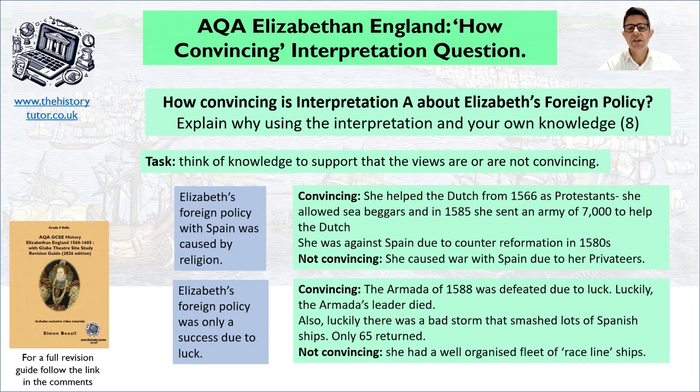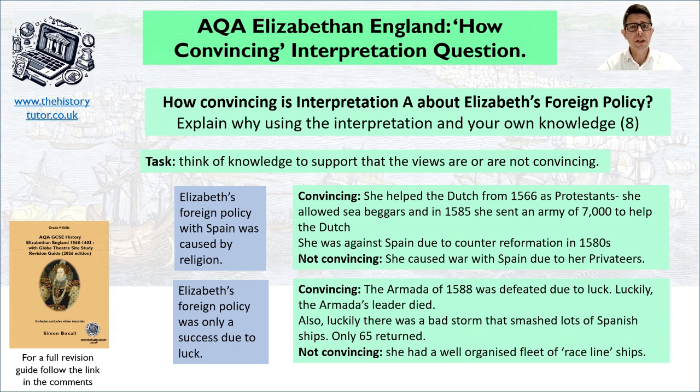So Elizabeth's foreign policy was only successful due to luck. So convincing, yes, the Armada was defeated due to luck, perhaps. Luckily, the Armada's leader died and Medina Sidonia had to take over and he was not necessarily a sailor. Also, luckily, there was a bad storm that smashed lots of Spanish ships and only 65 out of the 151 returned.